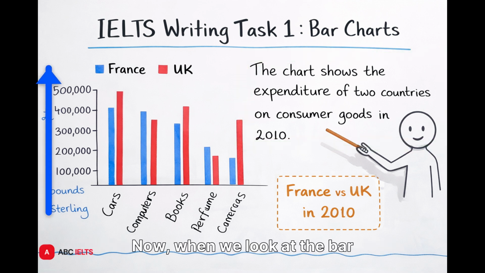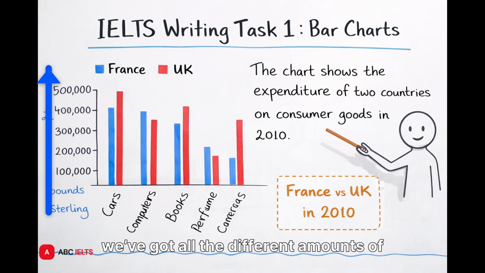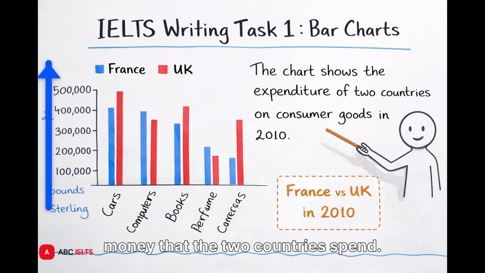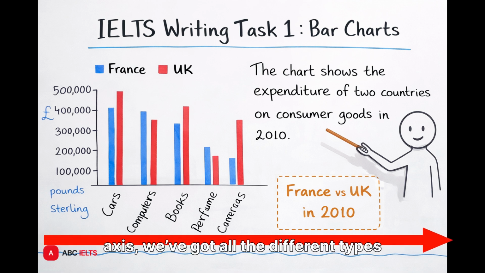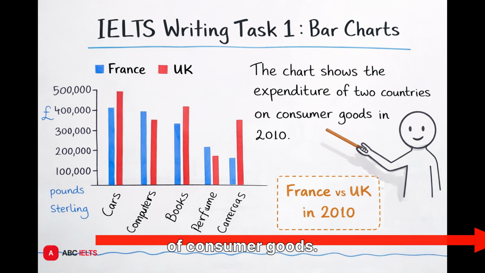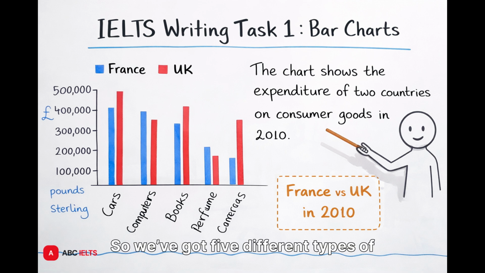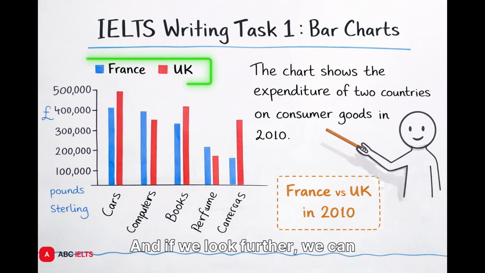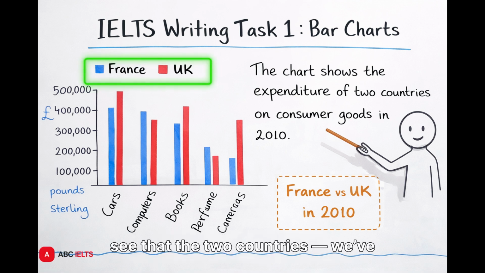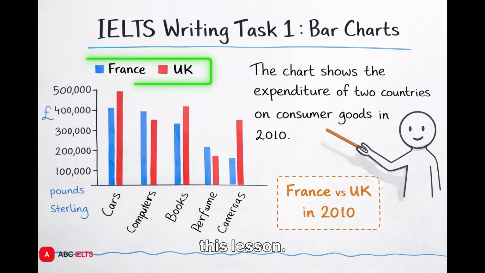Now, when we look at the bar chart, we can see that down the vertical axis, so at the side, we've got all the different amounts of money that the 2 countries spend. Along the bottom, so that's the horizontal axis, we've got all the different types of consumer goods. So we've got 5 different types of consumer goods: cars, computers, books, perfume, and cameras. And if we look further, we can see that the 2 countries, we've got one in blue and one in red, we've got France and the UK. So that is our bar chart for this lesson.